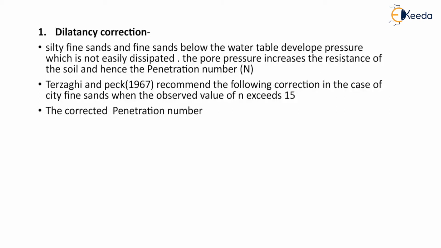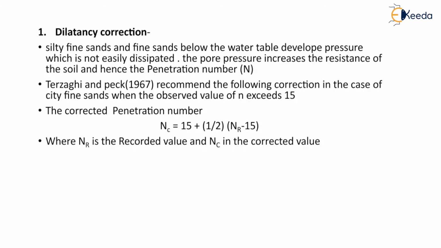The corrected penetration number is given by Nc equal to 15 plus half into (NR minus 15), where NR is the recorded value and Nc is the corrected value of penetration number. If NR is less than or equal to 15, then Nc is taken as equal to NR.